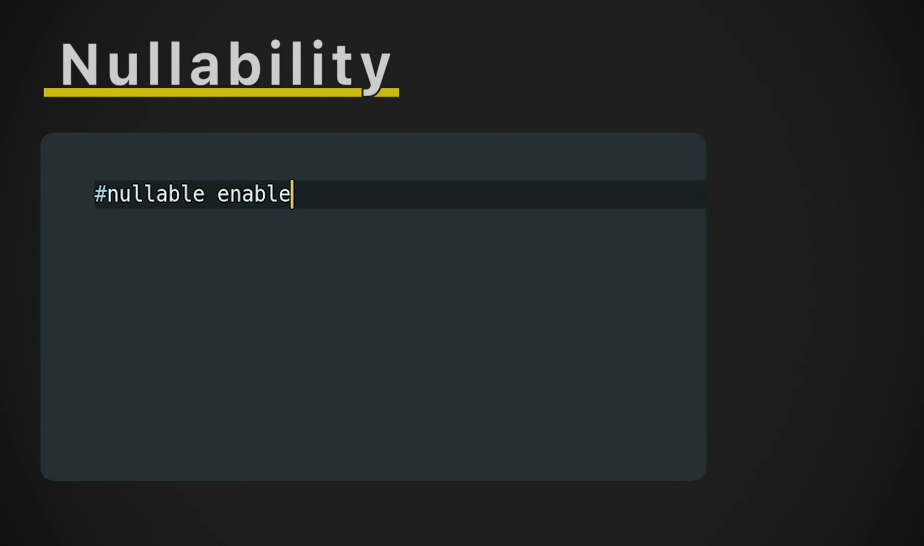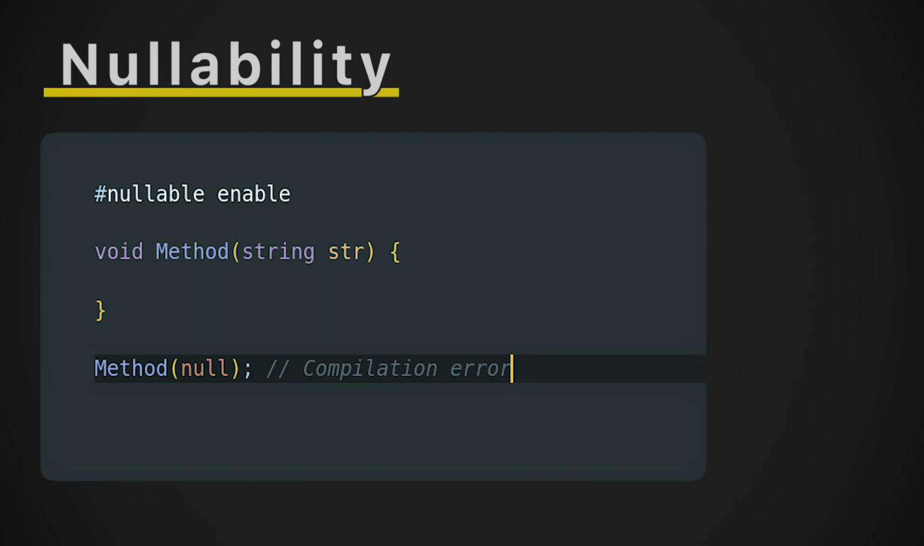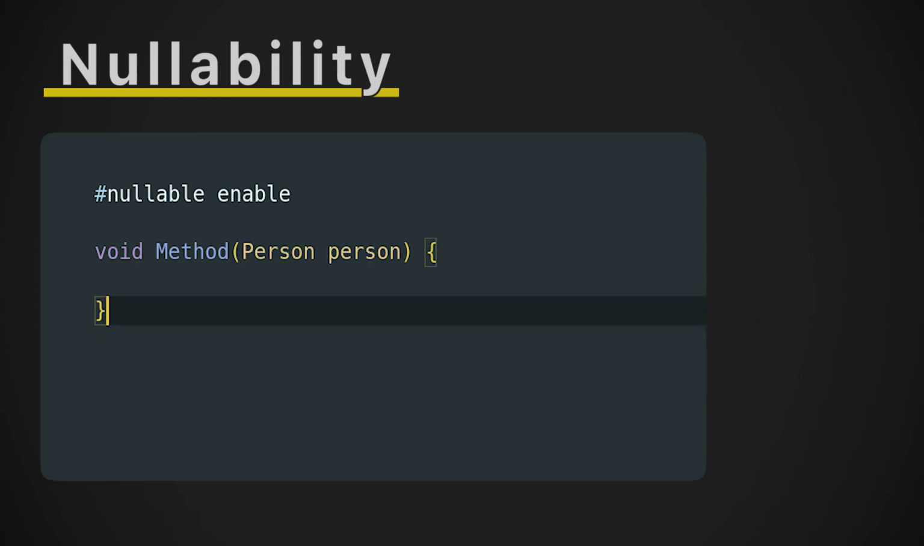Now, if you enable nullability and create a method that accepts a string argument and pass a null to it, there will be a compilation error. And if we mark it with string question mark, then we can pass null. It is very similar with custom classes. Person without question mark is non-nullable, person with question mark is nullable.